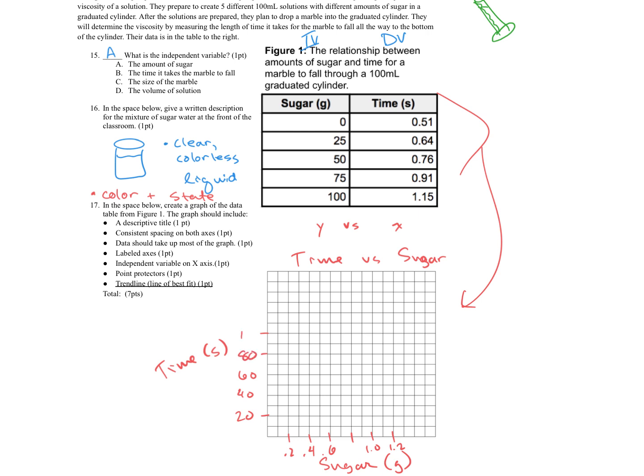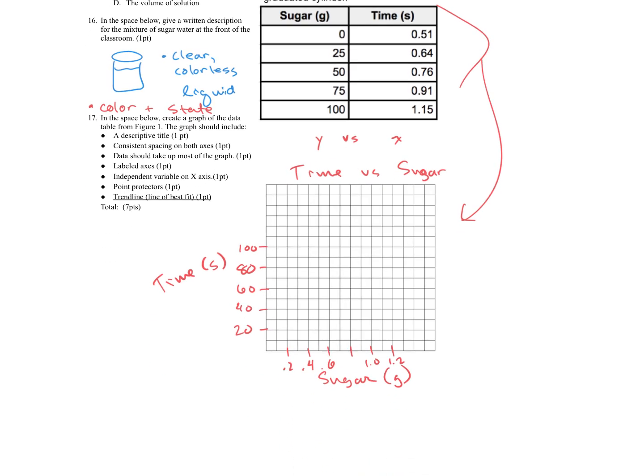Now, the next point asks you to keep consistent spacing on both axes. You can see these lines go up by, in my case, 10 seconds per line. I only marked every 20 seconds, which is okay. But every line is always worth the same value, no matter what part of the graph it's on. On the x-axis down here, the graph goes up by 0.2s, so every line is worth 0.1 grams all the way past 1.0. It continues going up. That's what I mean by keeping a consistent spacing.